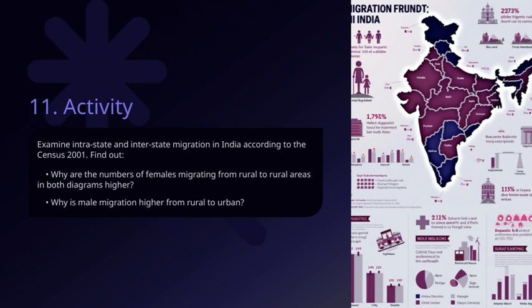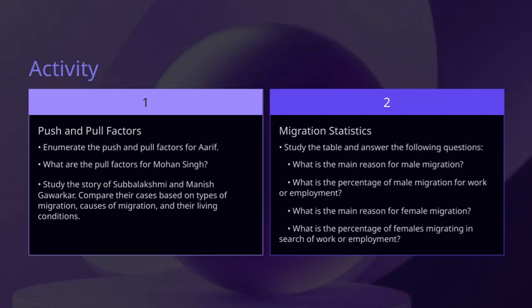Interstate migration, on the other hand, is driven more by economic factors, such as jobs in urban centers or industrial hubs. Overall, these migration patterns highlight the complex interplay of economic, social, and cultural factors shaping movement within and between states. Understanding these trends helps us grasp how populations are shifting and how development policies can be tailored to address these dynamics effectively. Let's explore some important questions about migration today.